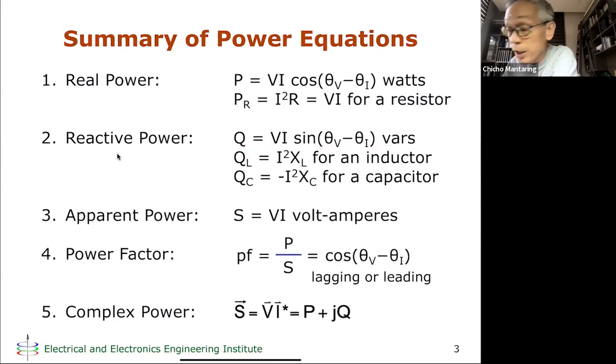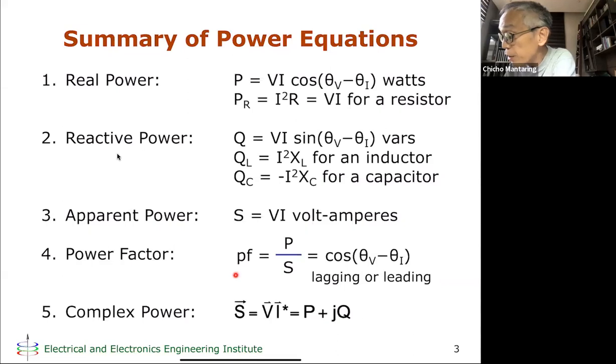If you know the RMS value of the current, for an inductance, it's I squared XL. For a capacitance, it's negative I squared XC. So remember that the reactive power or the VARs of a capacitor is always negative. And then this is apparent power S. So this is what I mentioned earlier. S is equal to your volt ampere. So this is just the RMS value of voltage multiplied by the RMS value of current.